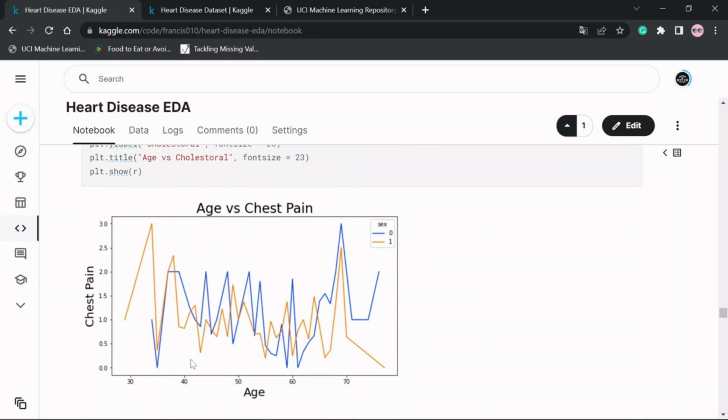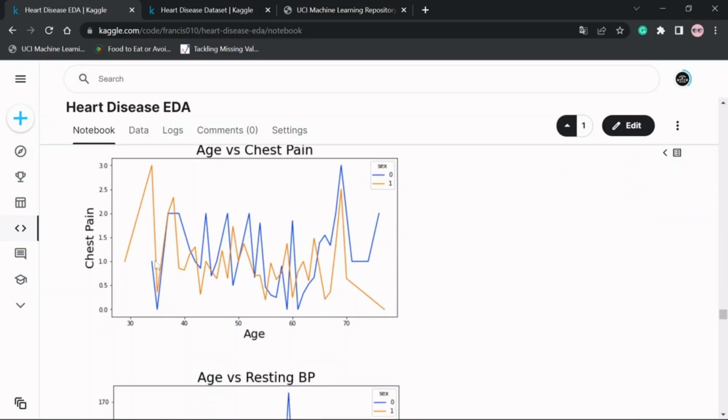We can see here that this blue line is for females and the orange line is for the males. We can see that for the age 30 to 40, the peak is very high. The chest pain for people in the age group of 30 to 40 is huge. But as the age increases, the trend becomes stable, and then again it increases for the male.